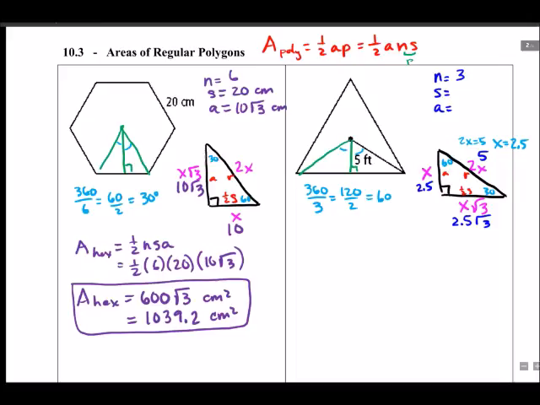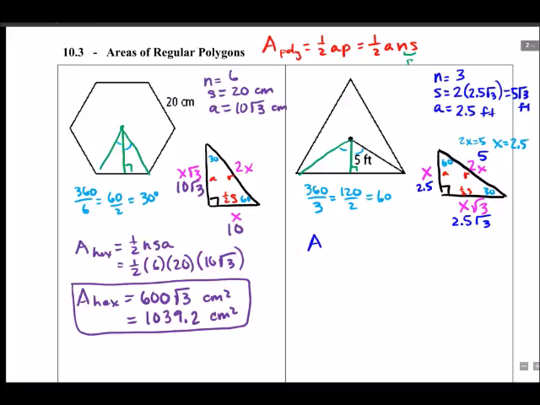Now what do we know about this? We know this is half a side. So we need to multiply that, our side length, so we can fill in our apothem is 2.5 feet, and our side length is 2 times 2.5 square root 3 equals 5 square root 3 feet, right? And then it's just do the work.